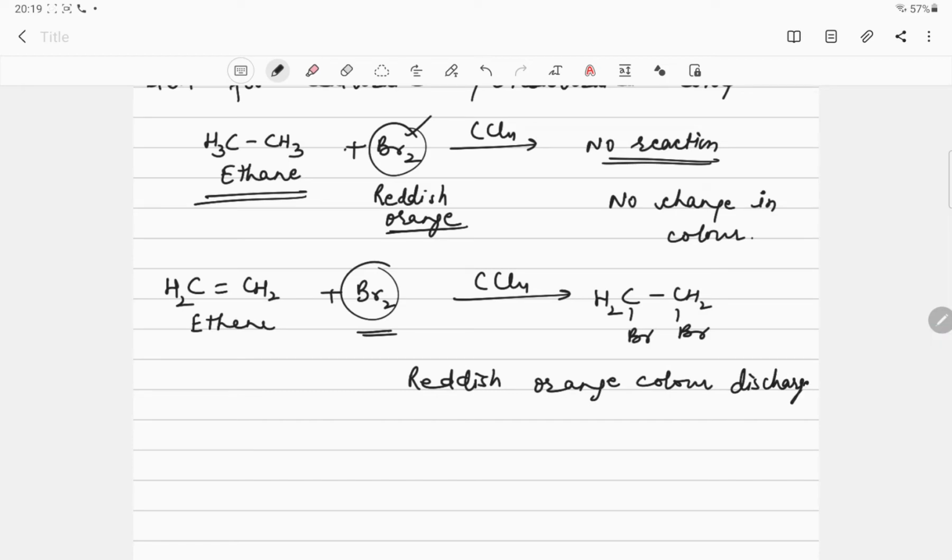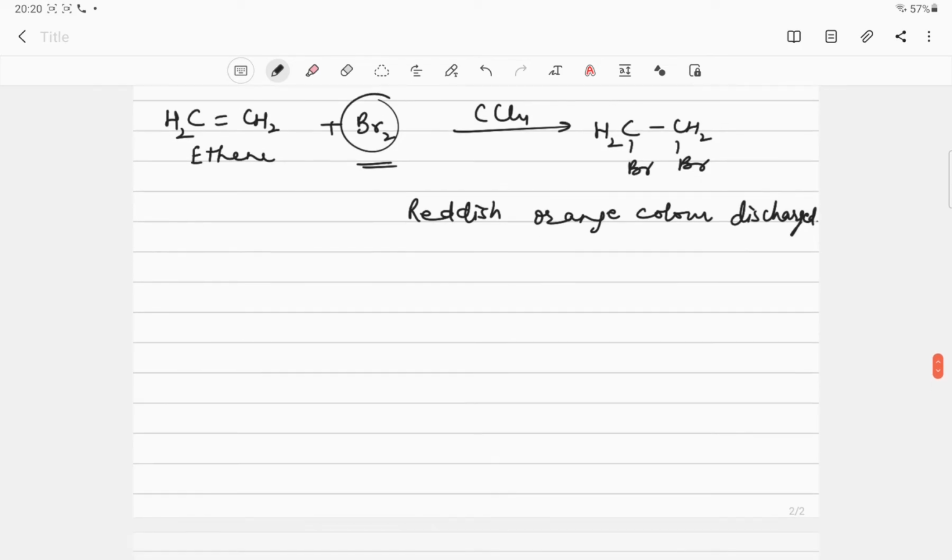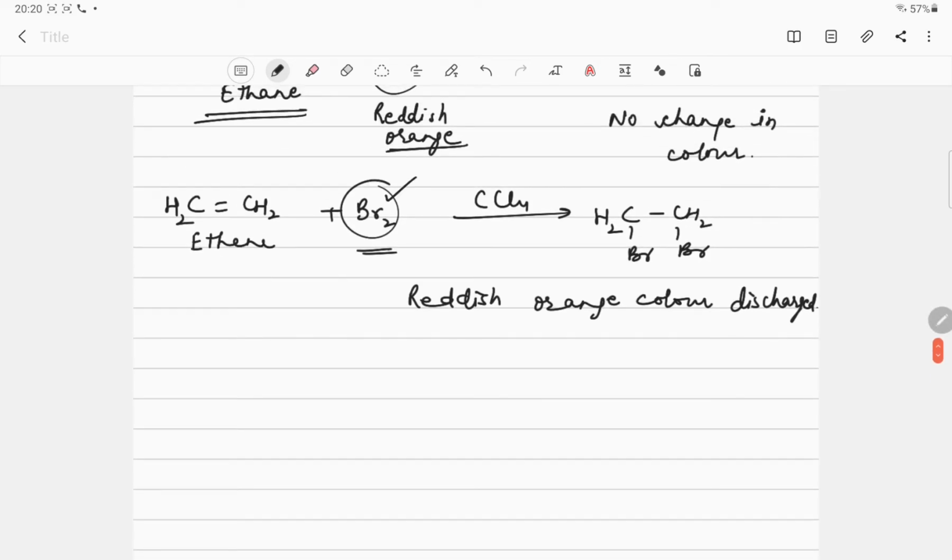This is how it can be used to distinguish between saturated and unsaturated compounds, like ethane and ethene, or ethane and ethyne. So this is all about the bromine test. In place of bromine, we could have used chlorine also, but that cannot be the specified test, as there is no observable change. That is why bromine is used as a distinguishing test.